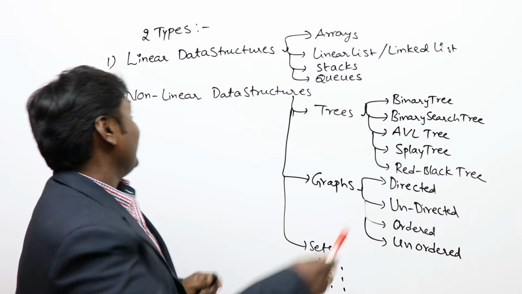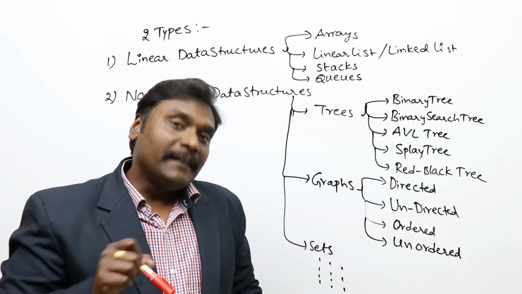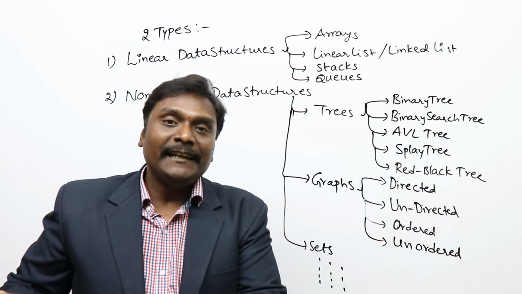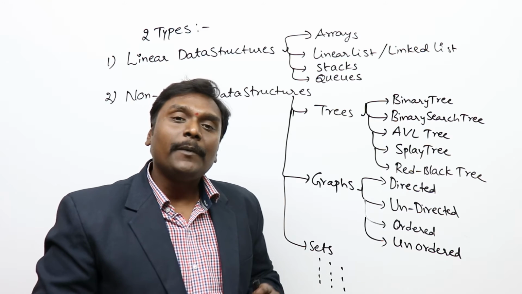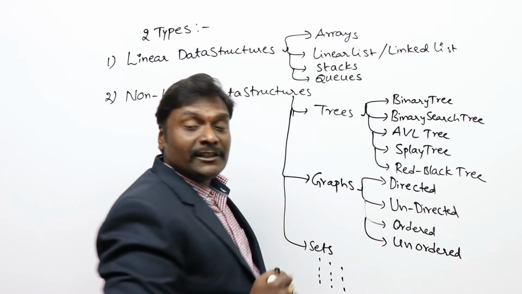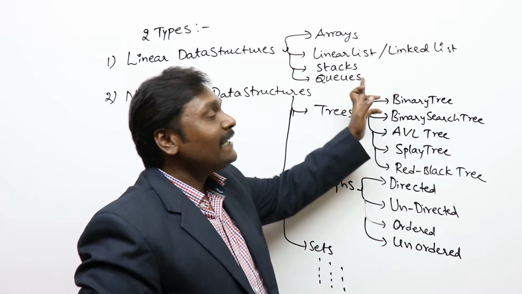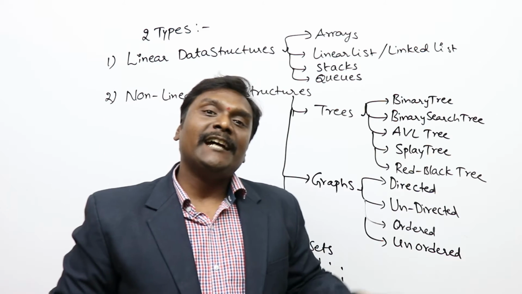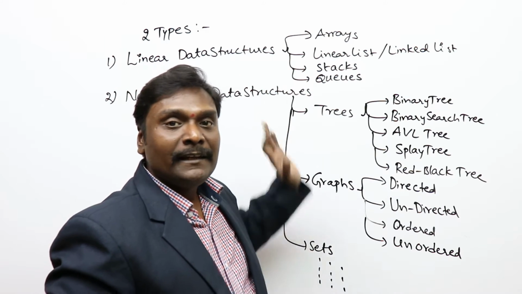Okay, so the first one is linear. We already discussed in the previous session that the definition of a linear data structure is arranging items in a sequential manner. That is a linear data structure. And as a part of this, what are the major data structure concepts? First one is arrays. Next one is linear list or linked list. And the third one is stacks and queues. These are the linear data structures we are going to discuss.